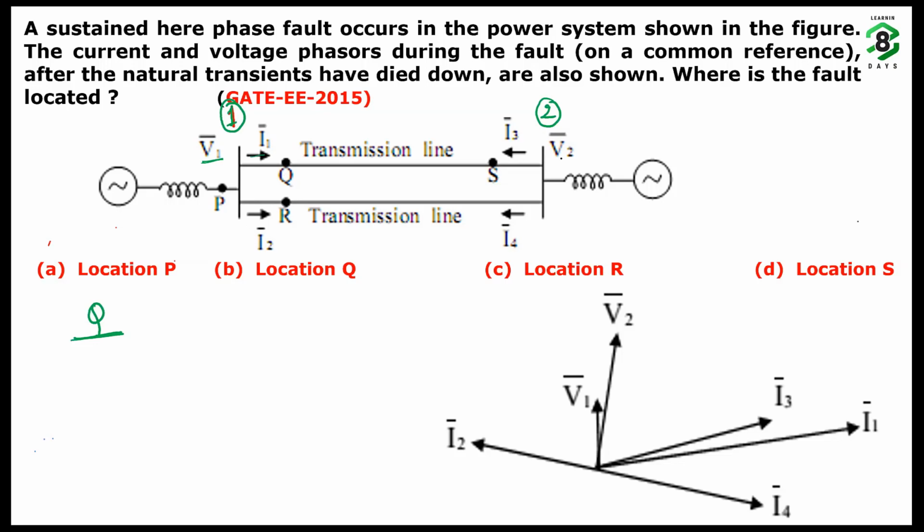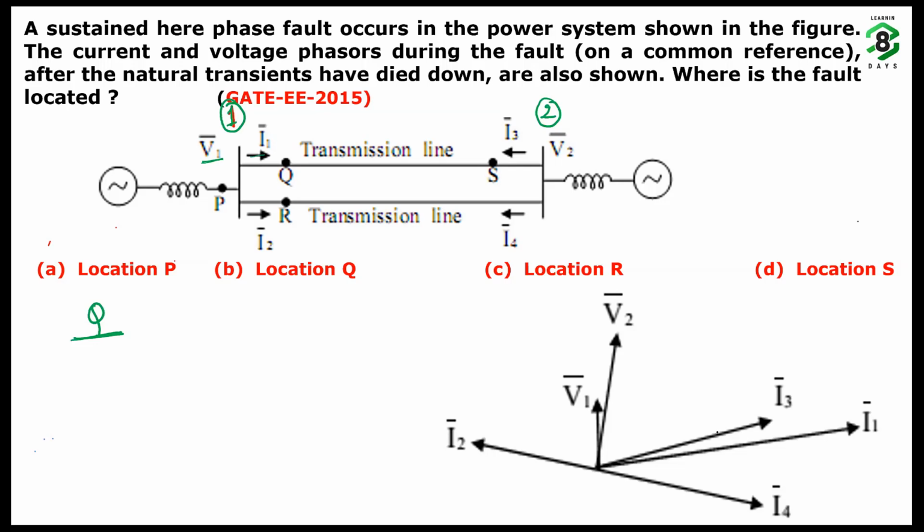What about V2 and I3? If you see from the bus bar 2 perspective, the fault is occurring ahead of the bus bar, not behind the bus bar. So V2 should lead I3 by 90 degrees. This condition is also satisfied.